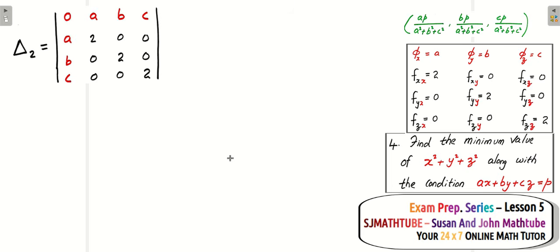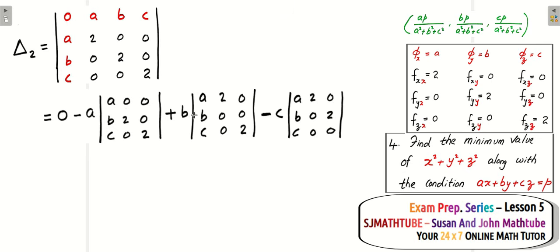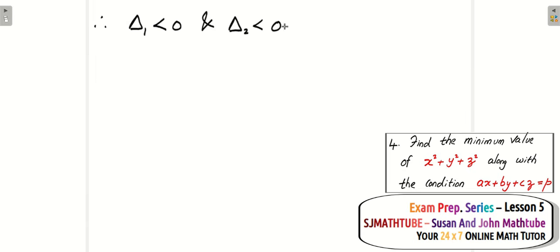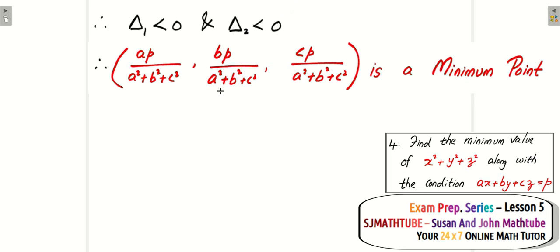And now for delta 2, again non-numerical values, so you cannot use your calculator. Plus minus, but the good news is the first determinant will be 0, so you will end up with, yeah, and expand. Okay, that's it. So negative. So look at this, delta 1 and delta 2, they are both negative, and that means the point which we found earlier is a minimum point.